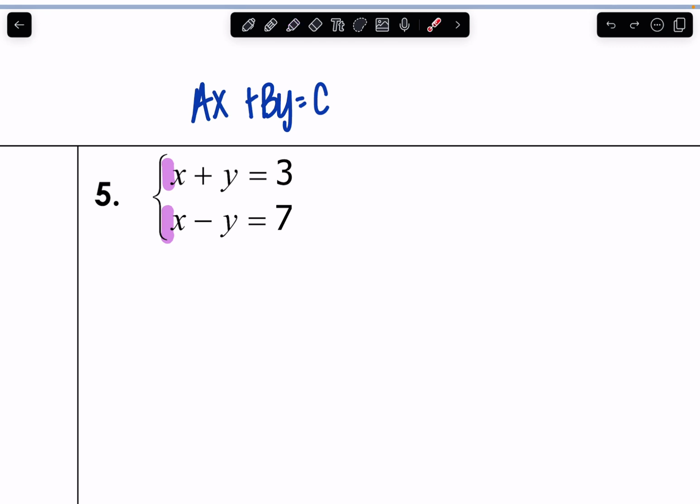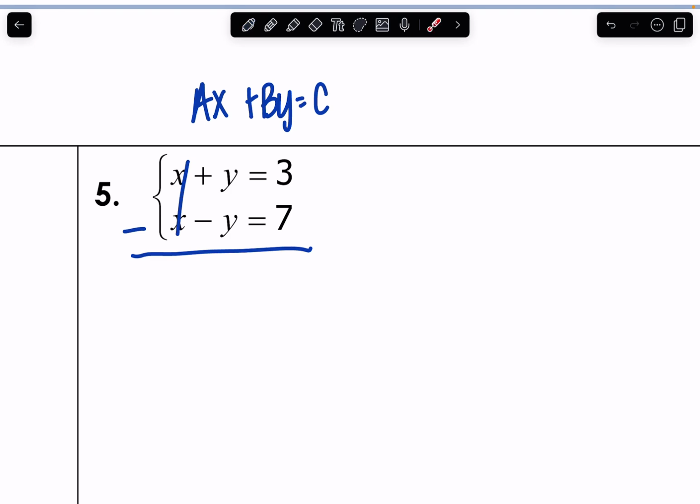So right now, I'm looking at my x's that I want to subtract, right? I could say 1x minus 1x completely goes away. And so that's where I can say, all right, I'm going to use elimination here. That's going to be the best. So again, x minus x goes away. x minus x is 0.